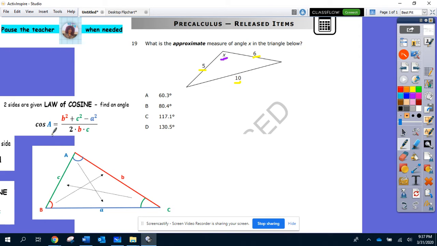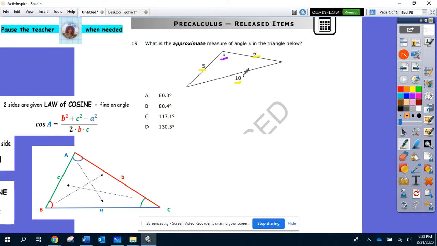So let's revise again this law of cosine. What does this law of cosine state? Cosine of an angle A is equal to a fraction. On the top we have b square plus c square. This means that we have the sum of the squares of the adjacent sides of the angle, and then minus a square, the third side, divided by 2 times b times c. 2 times the adjacent sides of the angle that should be multiplied.